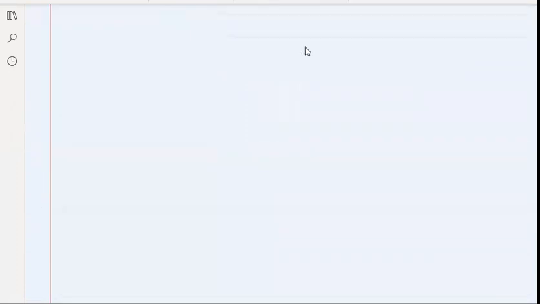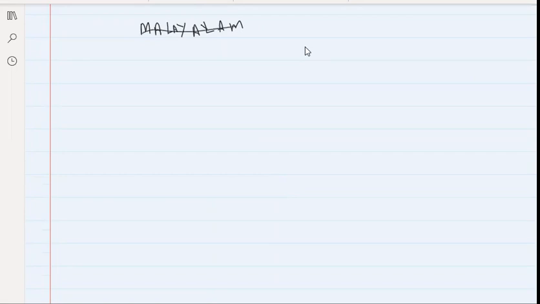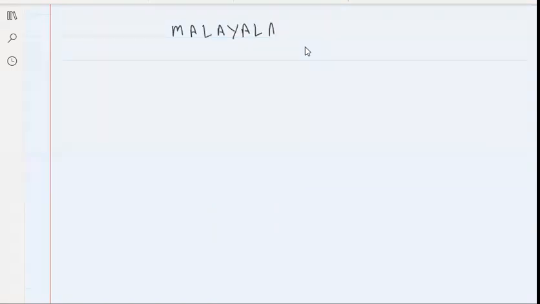Let's see the example of Malayalam. Okay, this is this. Now tell me, in how many ways you can arrange the word Malayalam.